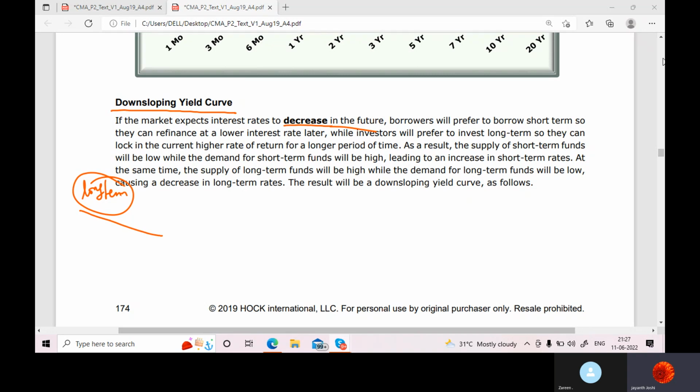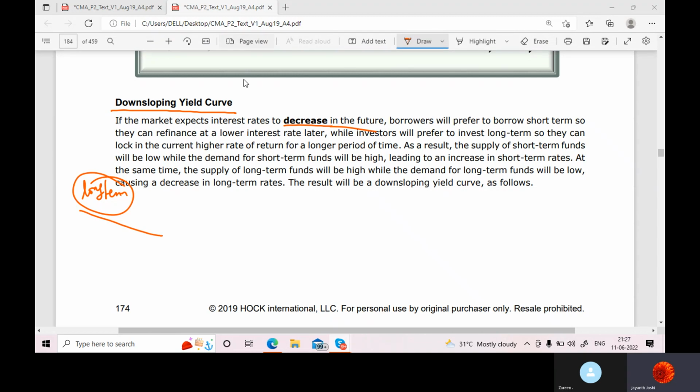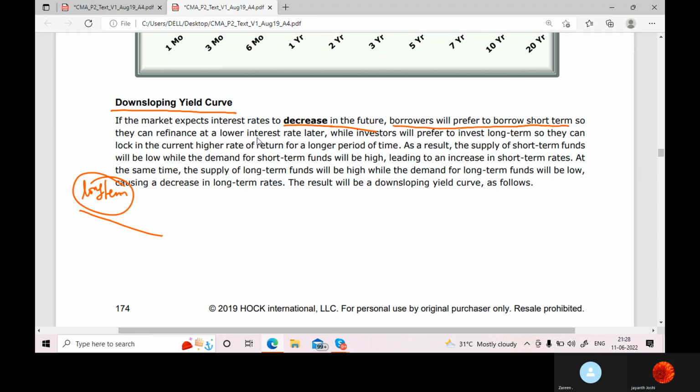If we look at a longer horizon, and the market expects interest rates to decrease in future, so we are expecting that down the line, after 5 years or so, the interest rates would decrease. Then borrowers will prefer to borrow short term. So if we expect that interest rates are going to decrease in the future, we would borrow for short term. Why would we borrow for short term?